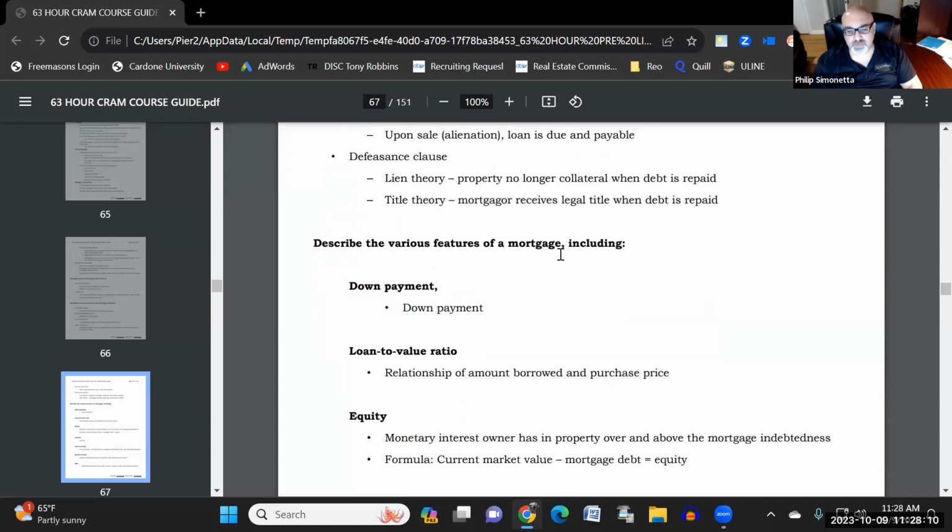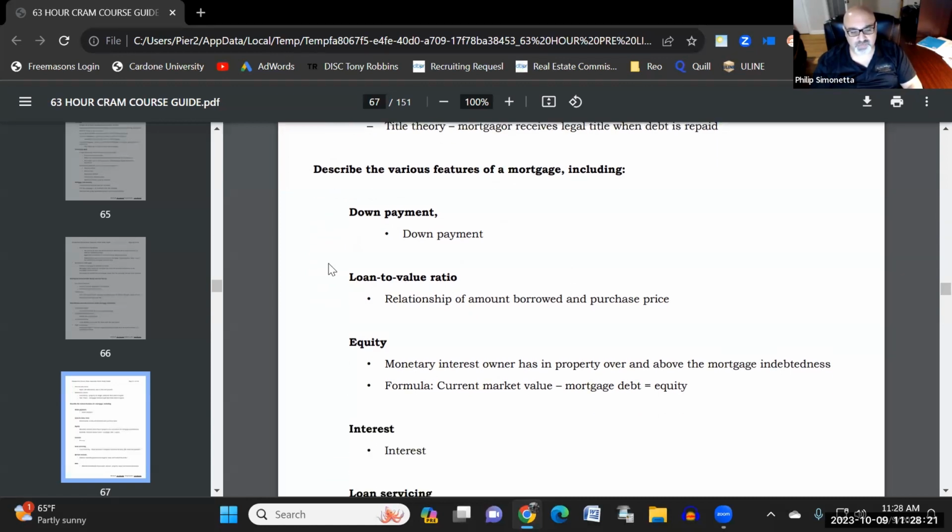Describe the various features of a mortgage. So what are the features that are in a mortgage? You have a down payment, right? That'll be the money you're putting down at closing, the percentage down. A loan to value ratio. That's the relationship of the amount borrowed to the purchase price, right? So if you're putting a $20,000 down payment and the purchase price is $100,000, and your value is $100,000, you're going to borrow 80. That means your loan to value ratio is 80%, right? That's how that works.